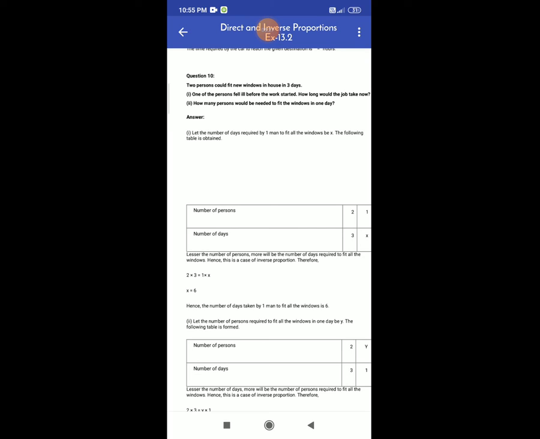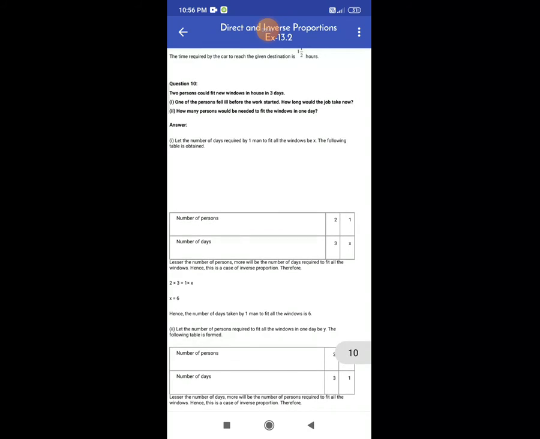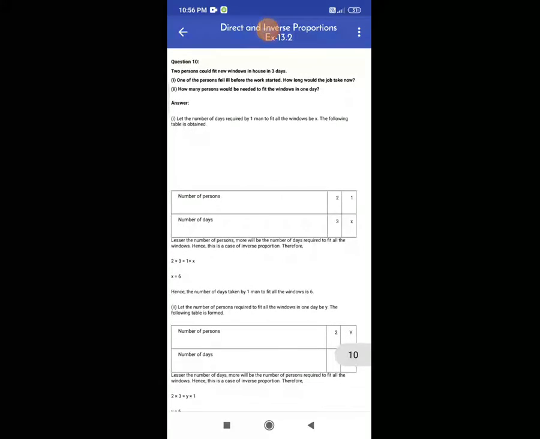For the first case, let the number of days required by one man to fit all the windows be x. The following table is obtained: number of persons 2 and 1 respectively, number of days 3 and x respectively. The fewer the persons, the more days required to fit all the windows.